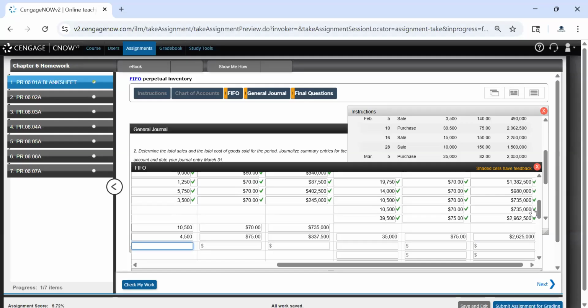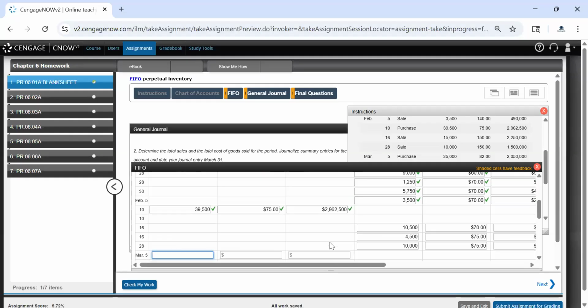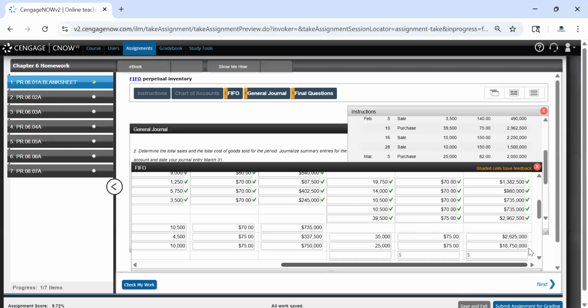And then on the 28th, we sell 10,000 units. And this is all we have left is the $75 inventory. And so it's going to be $750,000. And then we have 25,000 units left. And the ending inventory is going to be worth $1,875,000. Added an extra zero there.